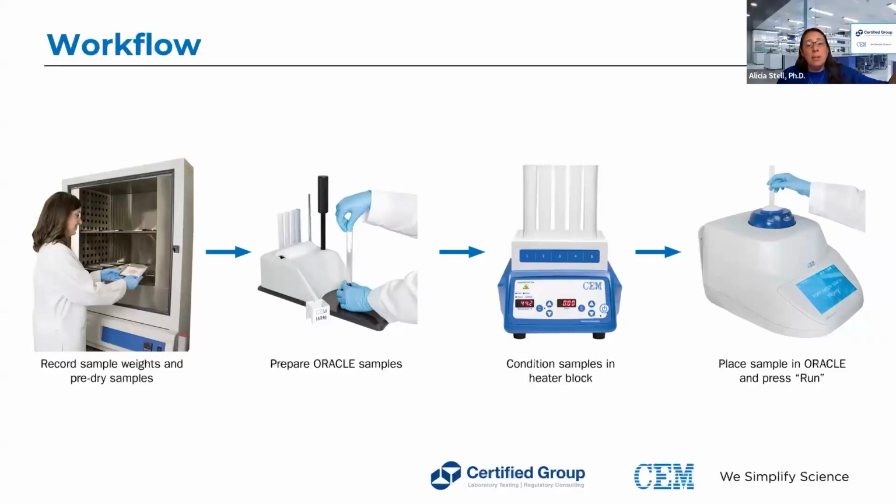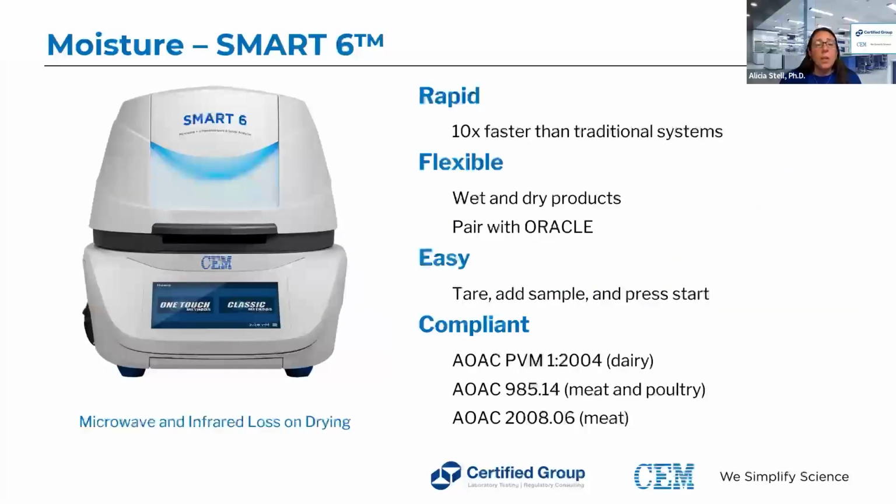We'll essentially take it from that conditioner block and drop it into the Oracle itself. So it's basically going to do that for you. So it does have automation as a possibility for those high throughput labs. If we go on to the next slide, we can see another option for moisture.